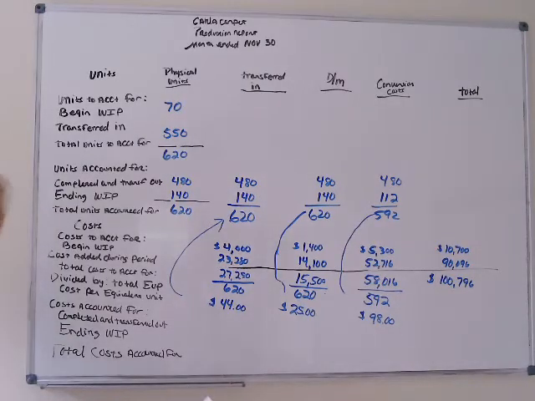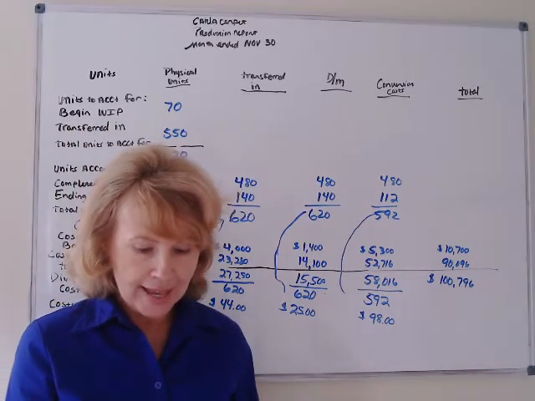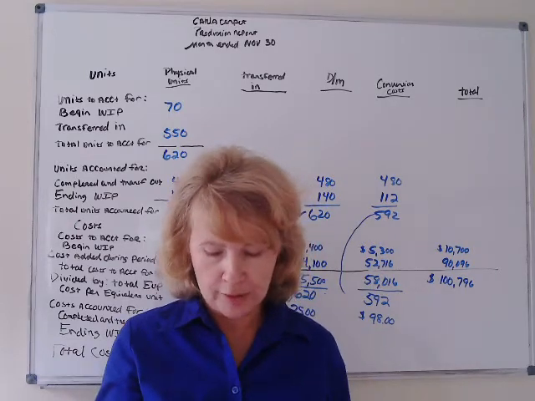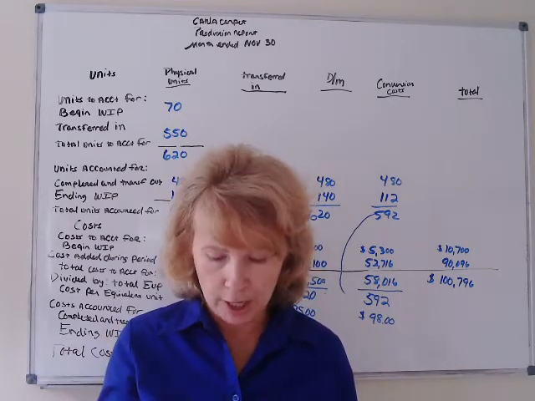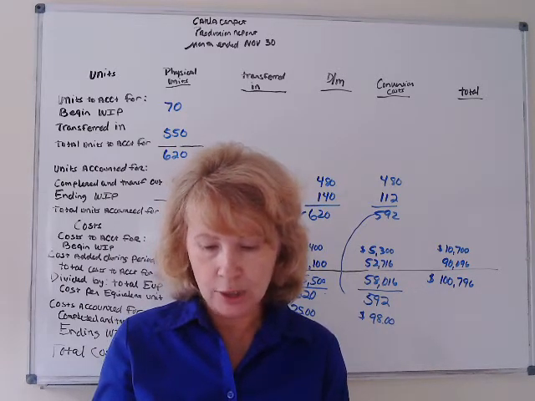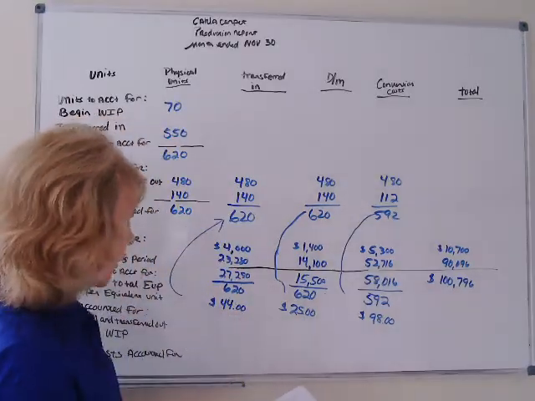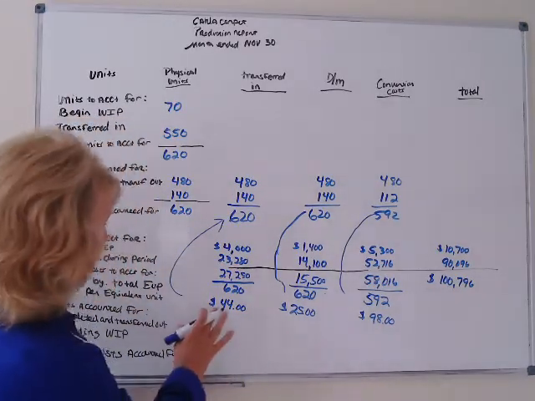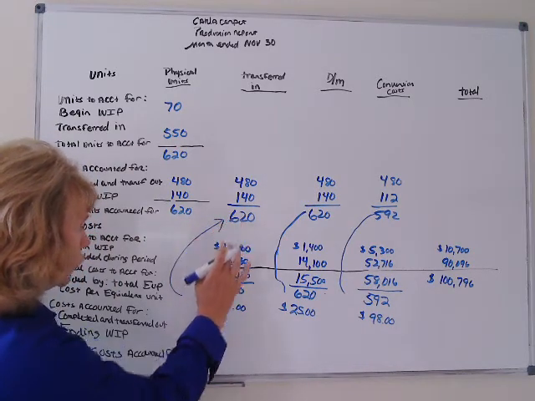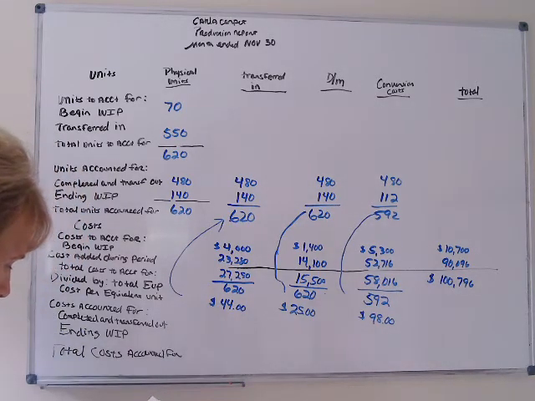Costs accounted for. So I look back in the problem. Actually, I don't look back in the problem. You are going to figure this out. This is not given to you in the problem. How are you going to figure that out? You're going to take your cost per equivalent unit for transferred in, which is $44, and multiply it by the number of units. So 620 times the 44.